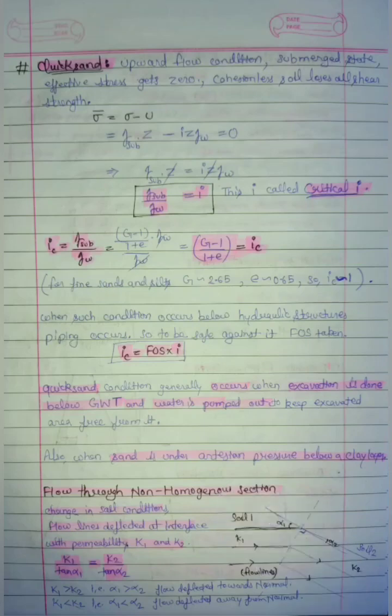Now if K2 is greater than K1, then the flow lines will deflect away from the normal. In case K2 is greater than K1, then alpha 2 will be greater than alpha 1. So in that case the flow lines will be deflected away from the normal, not this way. They will go like this. The angle will keep increasing.